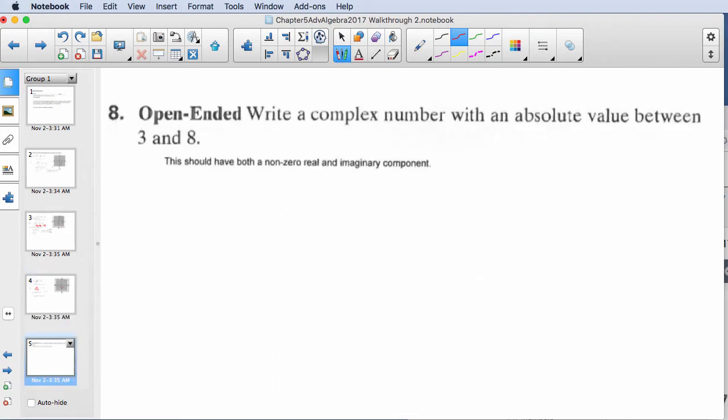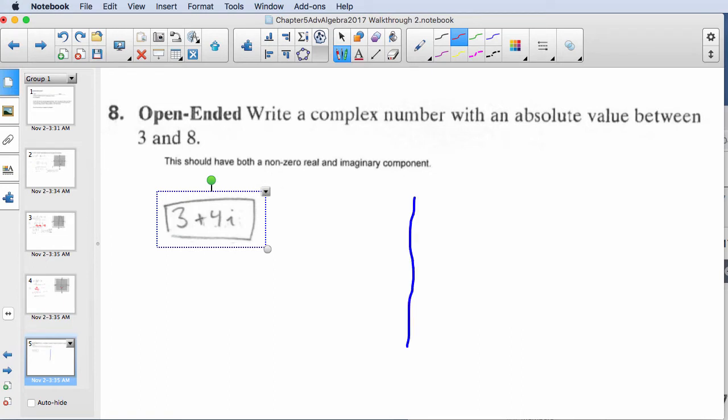Okay, for this problem, we're asked to find a complex number that has an absolute value between 3 and 8. And here the student proposes 3 plus 4i. So let's check that out. We'll go ahead and graph the complex plane with the real value on the horizontal axis and the imaginary component on the vertical axis. And so that gives us the point 3, 4.